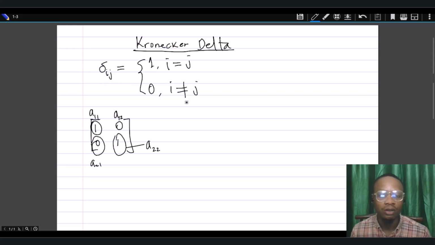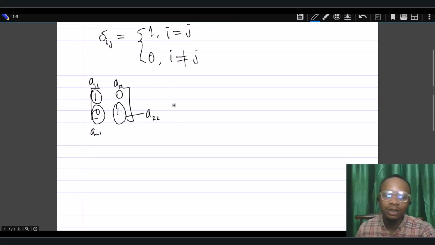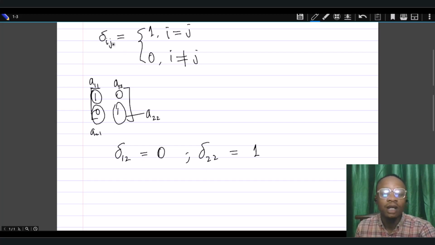and it will be equal to 0 otherwise. Now I need you to pay attention here. If we have, let's say, delta 1 2, what do you think this will imply? This is going to be equal to 0, because 1 and 2 are not the same. If we have delta 2 2, that will be equal to 1 because 2 and 2 are the same. Of course, we're still dealing with subscripts that, for our vector discussion, will still be from 1 to 3.